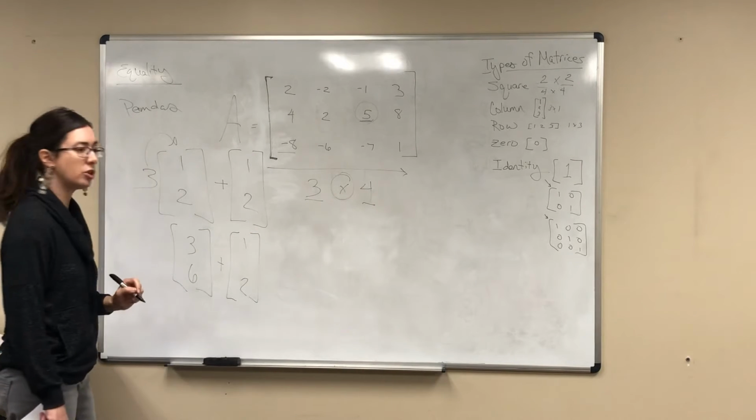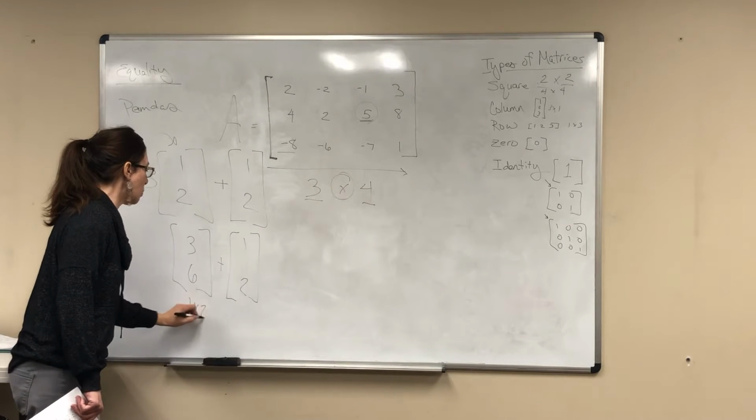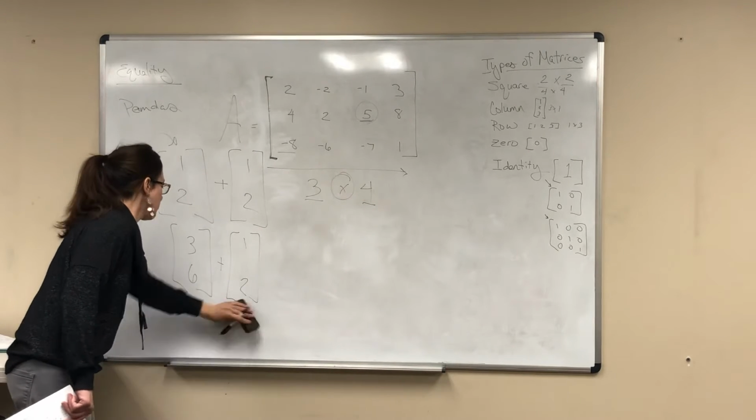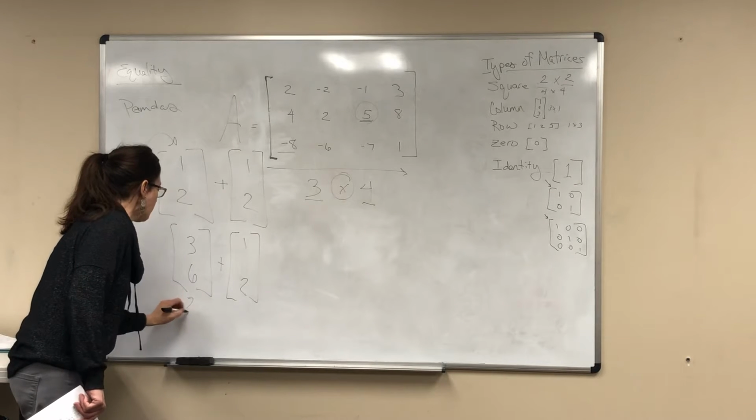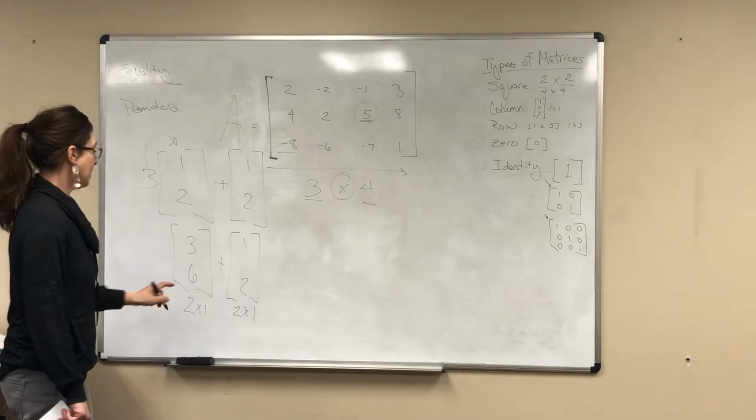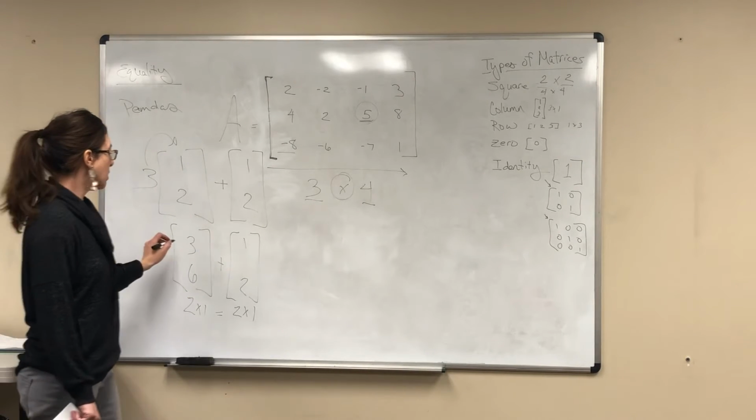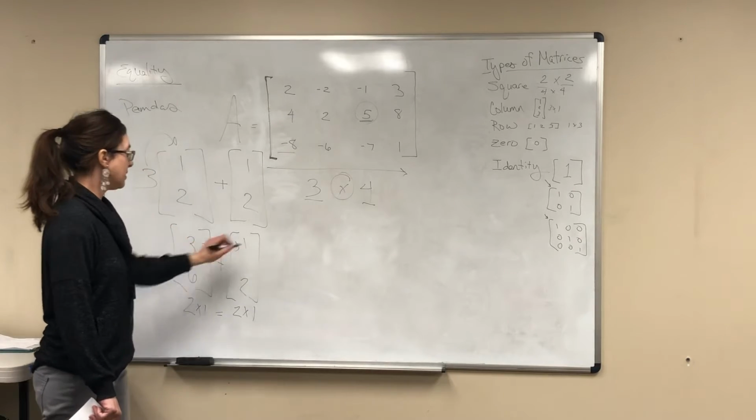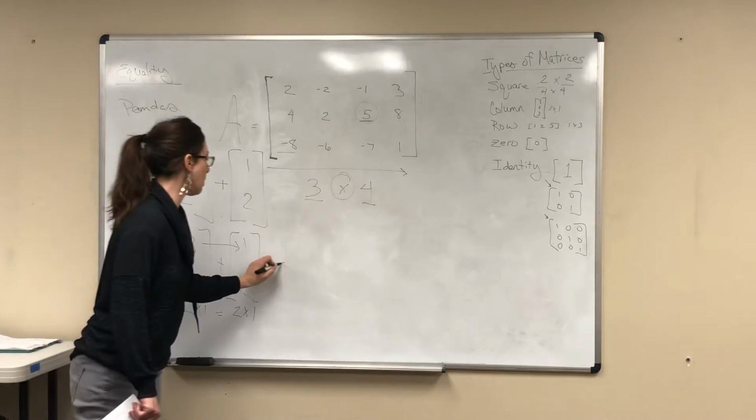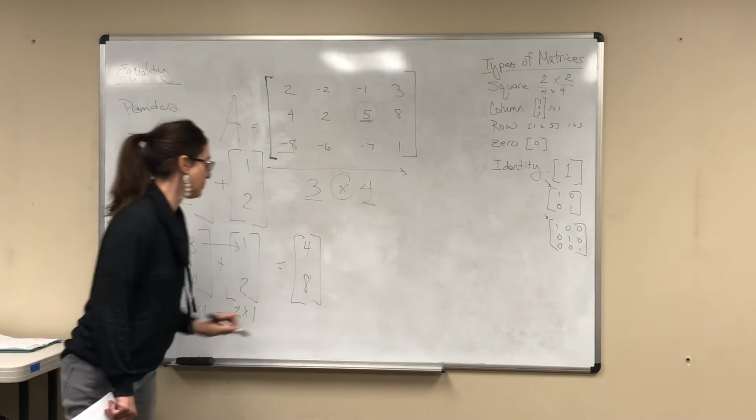Can we add these two? Are they the same? We've got a 2 by 1 and a 2 by 1. They are exactly the same. Therefore, we can add them together, when we add the same units, right? So our answer is 4 and 8.